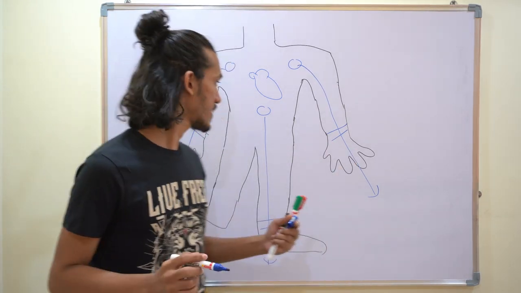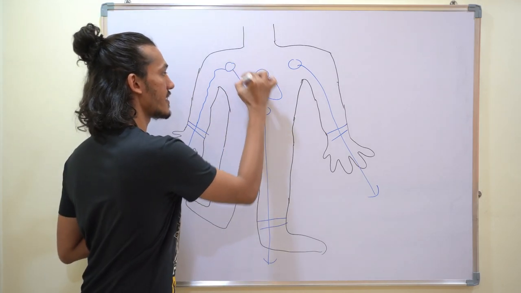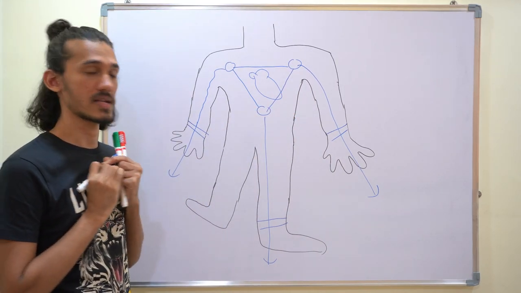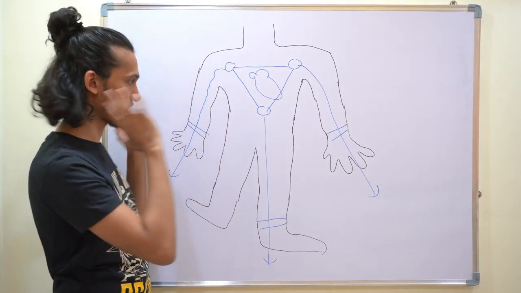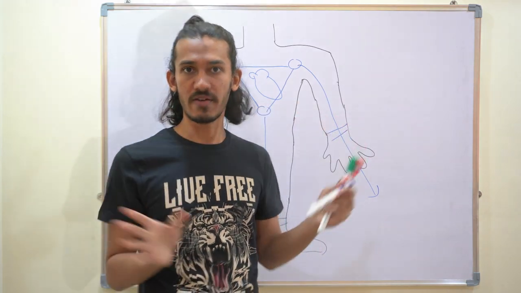So this finally gives rise to what is called Einthoven's triangle. Now we'll take a zoomed-in view of only the Einthoven triangle so that you understand it properly. Just keep in mind, this is how we keep everything together.